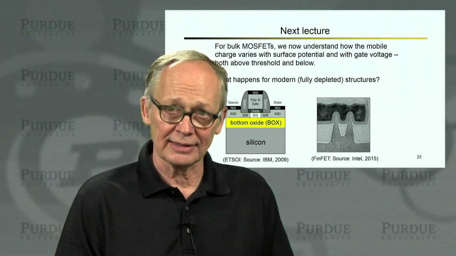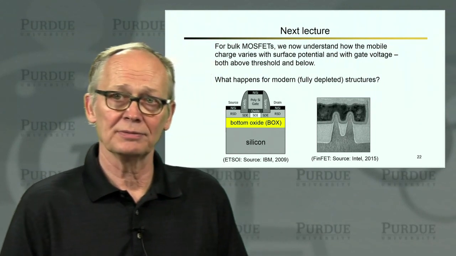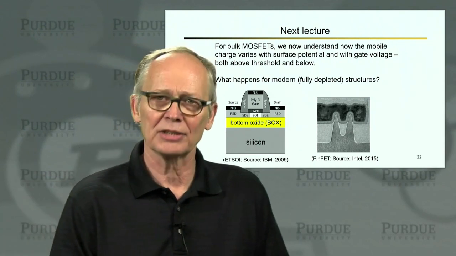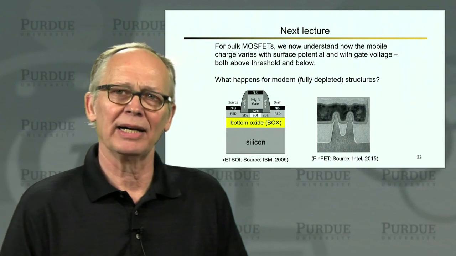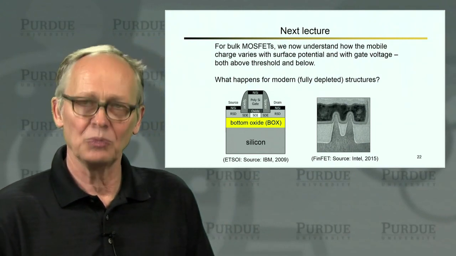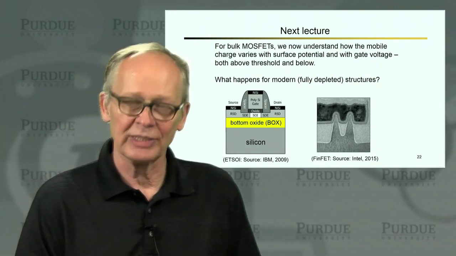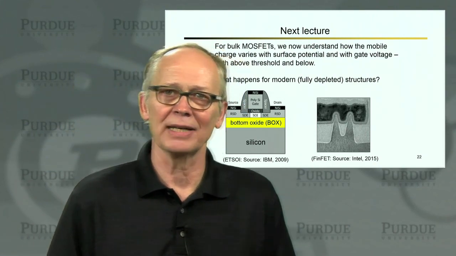We need to discuss how the inversion charge versus these two voltages works out under these structures, and we will see that the bottom line is very similar to the results that we've obtained for the bulk MOS structure. So we'll continue this discussion in the next lecture, and I'll see you there.